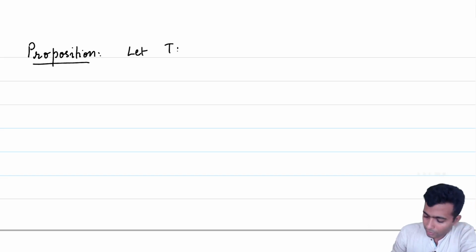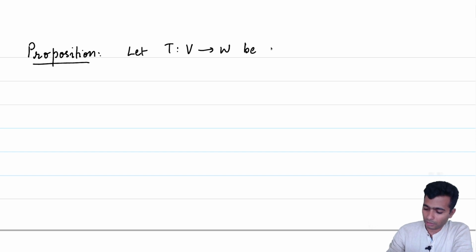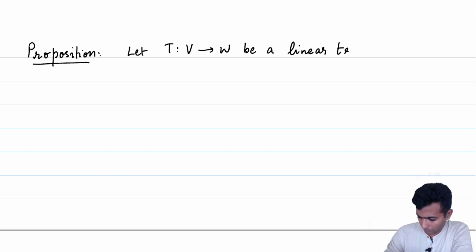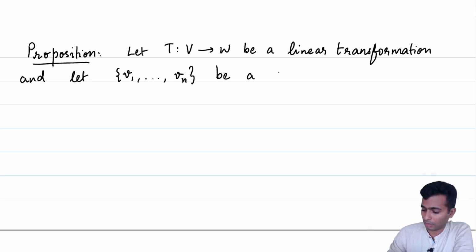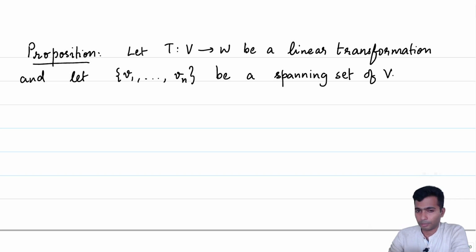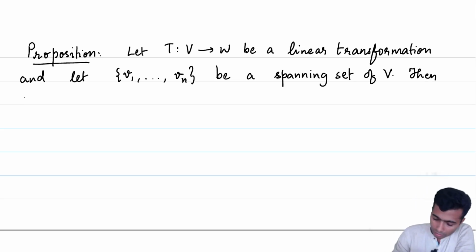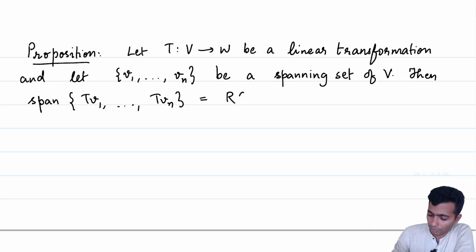Let T from V to W be a linear transformation, and let V1 to Vn be a spanning set of V. The proposition says that the image of V1, V2 up to Vn is a spanning set of the range of T. Then span of TV1 to TVn is equal to R of T.